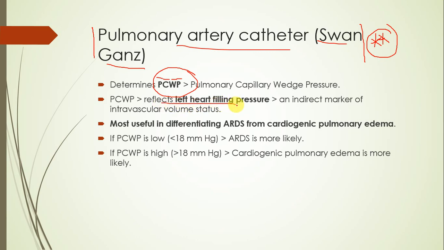And whenever someone has heart failure or left heart failure, he must have a very high left heart filling pressure. But if the heart is doing okay, the cardiac output is normal, and the heart is functioning properly with a normal ejection fraction, the filling pressures in the heart will be normal. So if the pulmonary capillary wedge pressure is low, less than 18, it means the heart is doing okay and ARDS is very likely. But if the PCWP is very high, more than 18, then we might consider heart failure, or we can say cardiogenic pulmonary edema. In that case, the management is totally different.